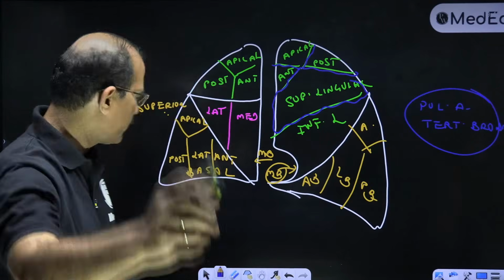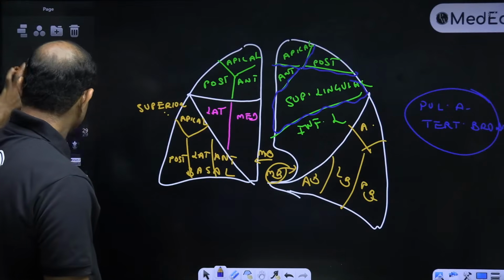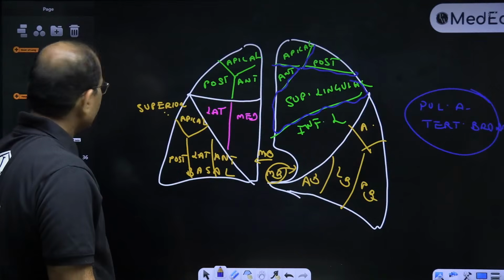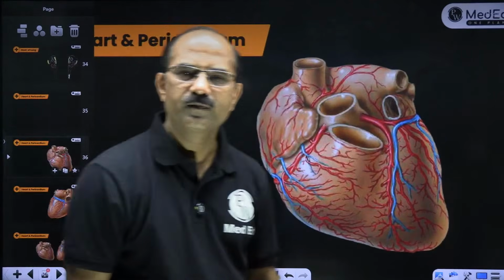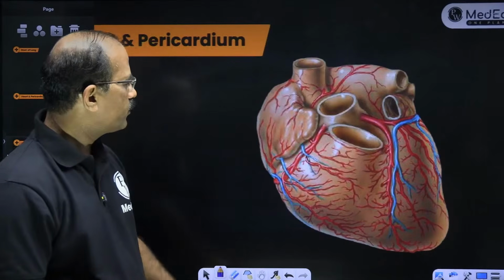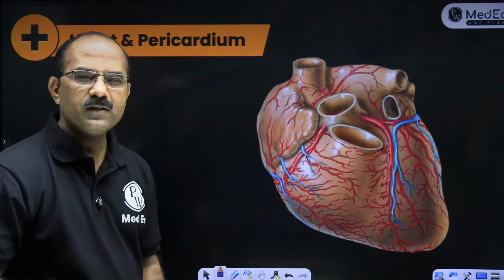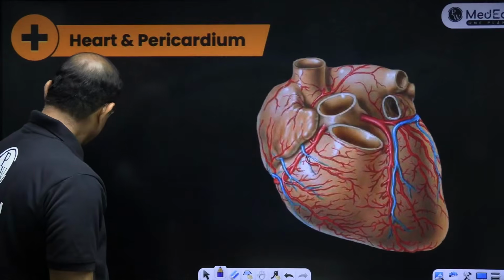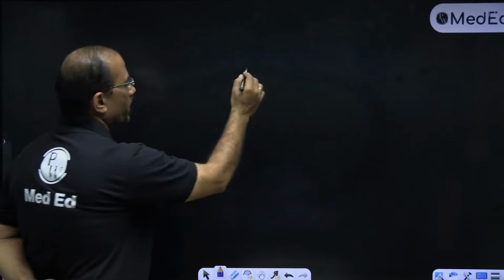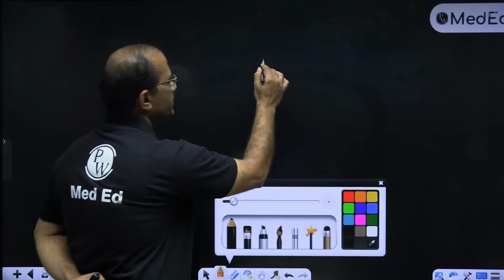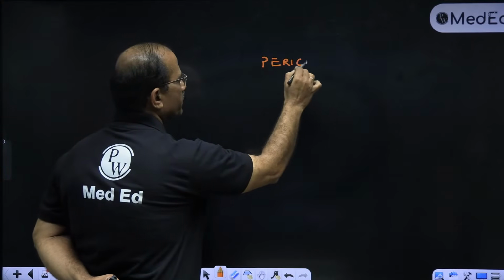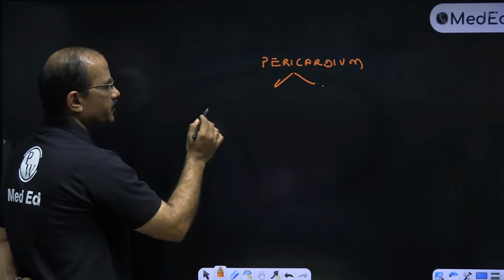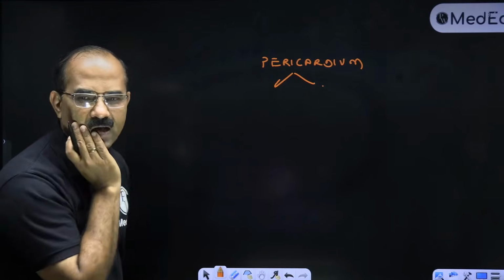Okay, fine. So that's about the lungs. Okay, clear to all of you? So just tell me one thing. The covering of the heart is the pericardium. The pericardium is made up of two parts, two layers. Can anyone tell me this? The pericardium is made up of two layers. Anyone?